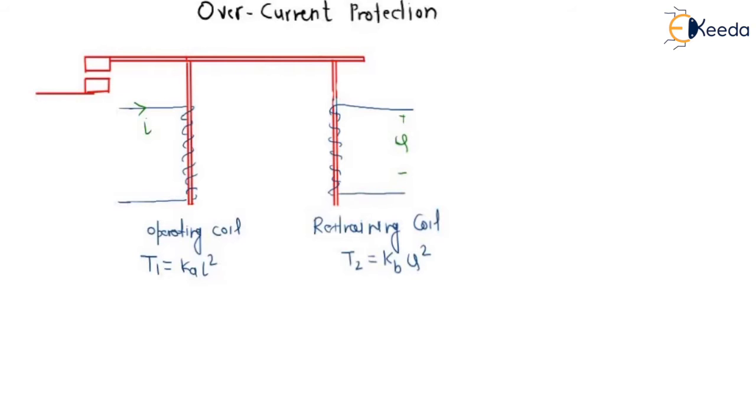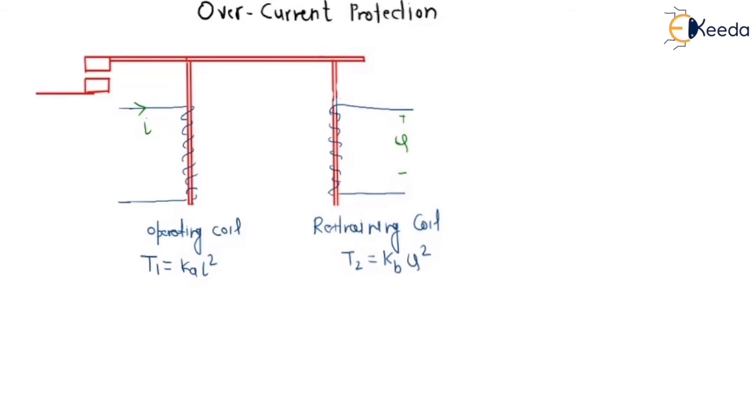So we know that the operating coil carries the secondary current, and the restraining coil is fed from the secondary of the potential transformer. The torque in the operating coil is actuated by the current, and the torque in the restraining coil is actuated by the voltage. Correspondingly, we can write T1 is equal to K A I square, and for the restraining coil, T2 is equal to K B V square.